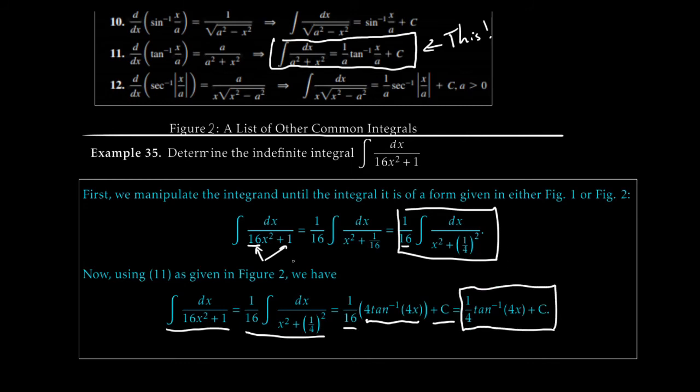The only thing we had to do was this step right here. This step was pretty much the entire problem other than just looking at a table. This line was just a tiny bit of algebra. We just factored out a 1/16. And that's all we had to do. A little bit of pre-processing to put it in the right form. Cool. Let's do another example.